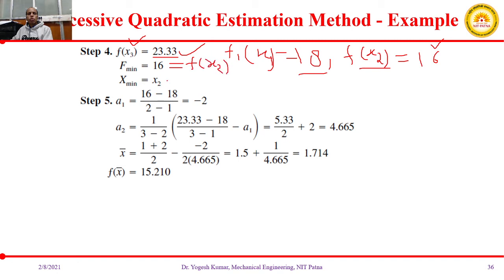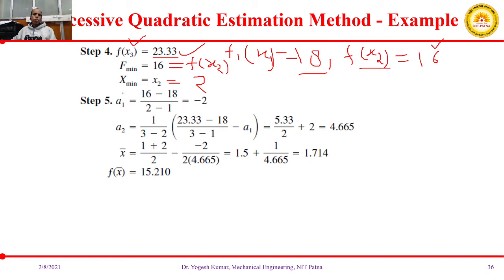Okay, so the minimum value of x, x minimum will be equal to 2, because x2 is equal to 2. So now we have calculated the minimum value of 2, and now we will move to the next step.